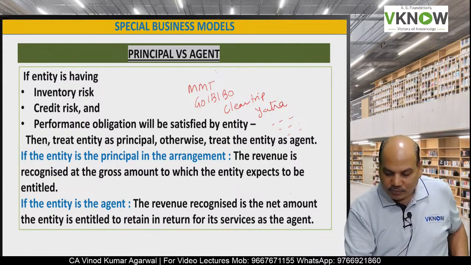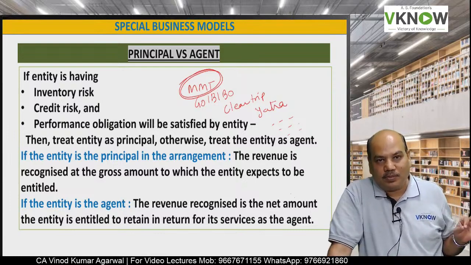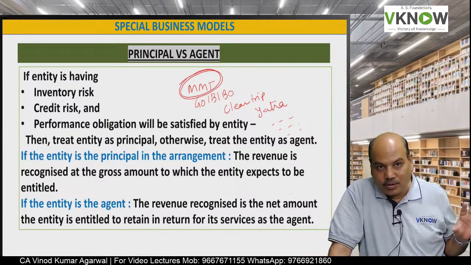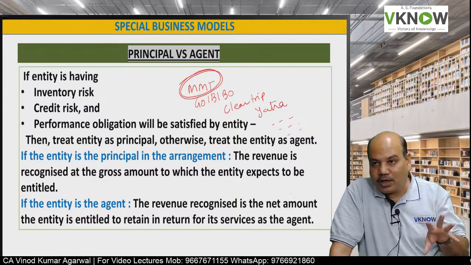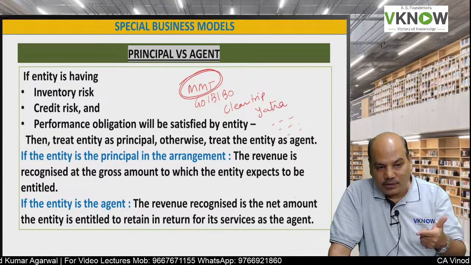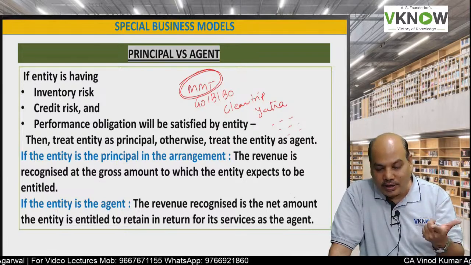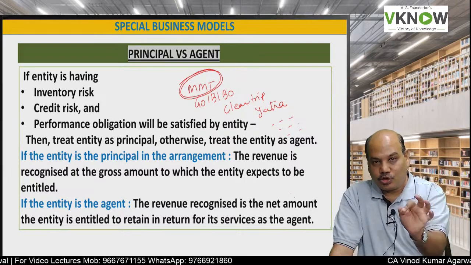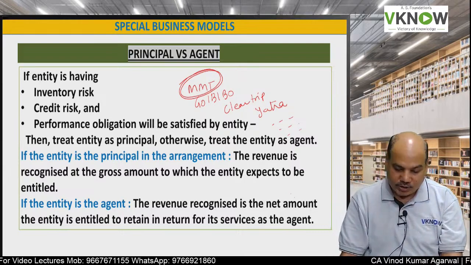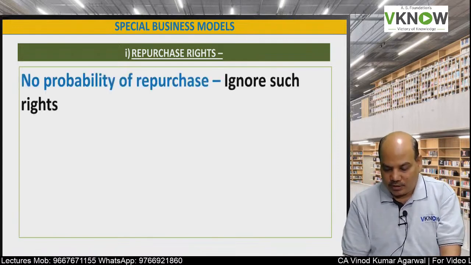Some time back, a question was asked on the model of MMT, Make My Trip. Under that, they provide tickets to the customer, but they are free to decide the price. They take the risk of not being able to sell. They take the credit risk. So in that case, their position will be that of the principal. Now next is repurchase right.